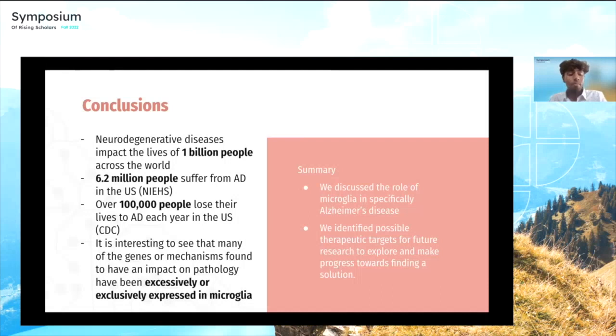It is interesting to see that many of the genes or mechanisms found to have an impact on pathology have been excessively or exclusively expressed in microglia. Hopefully, future research can really take advantage of these findings to find some therapeutic approaches.